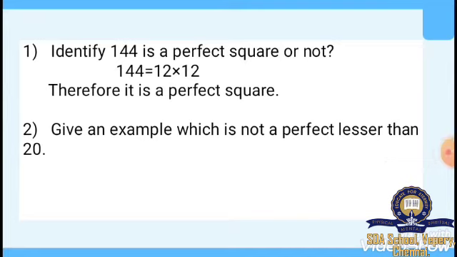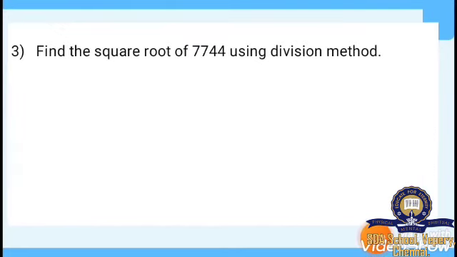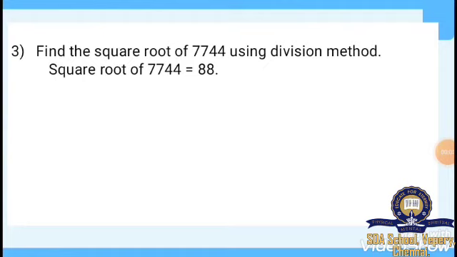Give an example of a number lesser than 20 which is not a perfect square. Except 4, 9 and 16, other numbers are not perfect squares, because we know that 2 square is 4, 3 square is 9 and 4 square is 16. So the numbers that are not perfect squares are 2, 3, 5, 6, 7, 10, etc. Now can anyone find the square root of 7744 using the division method? Yes, we can find it. Yes, very good. The square root of 7744 is 88.